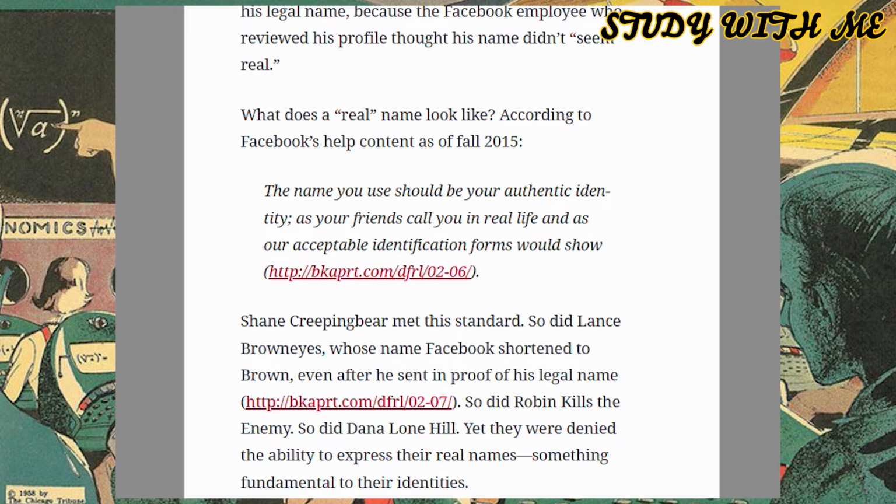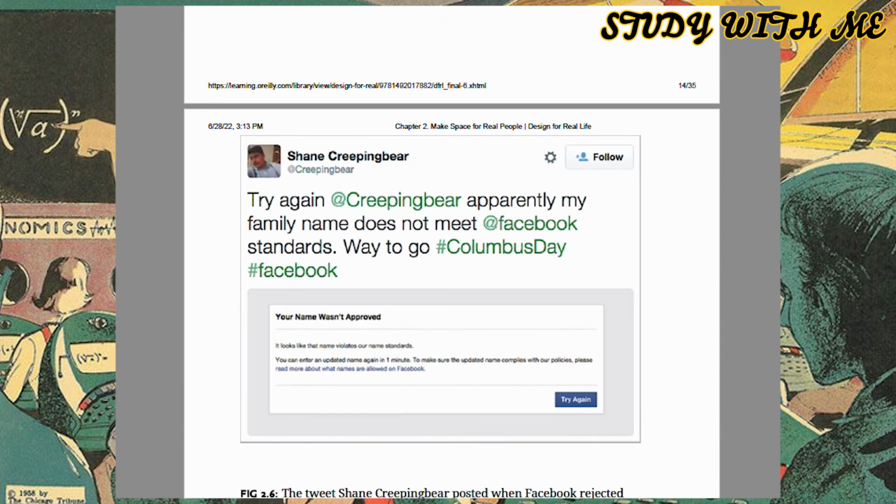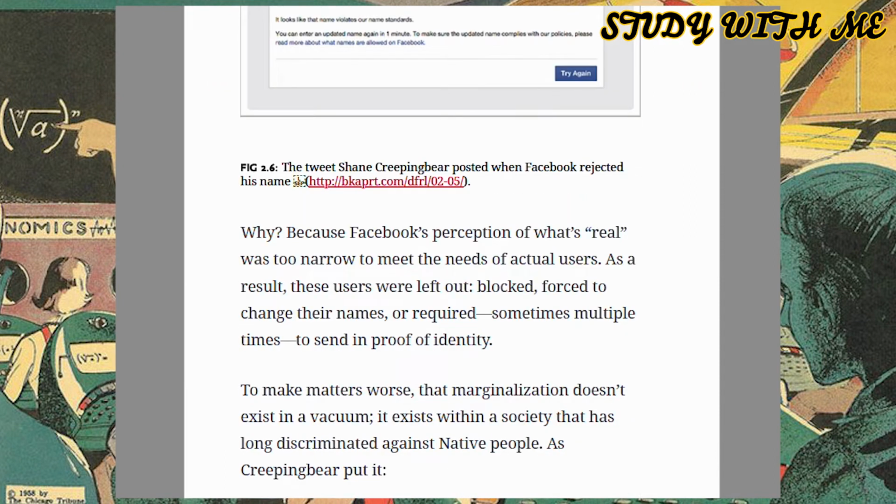Yet they were denied the ability to express their real name, something fundamental to their identities. Why? Because Facebook's perception of what's real was too narrow to meet the needs of actual users. As a result, these users were left out, blocked, forced to change their names, or required, sometimes multiple times, to send in proof of identity.